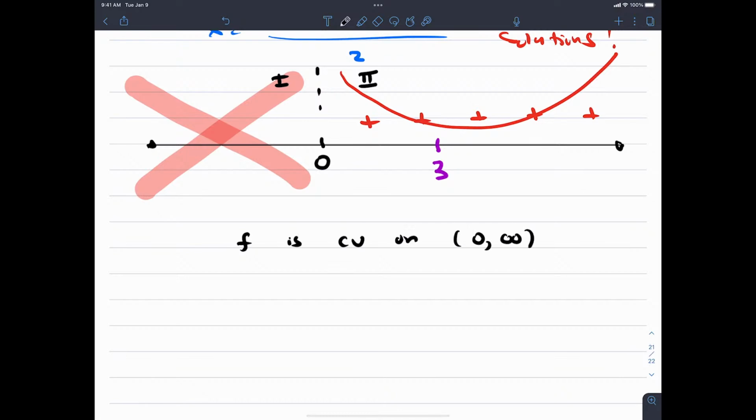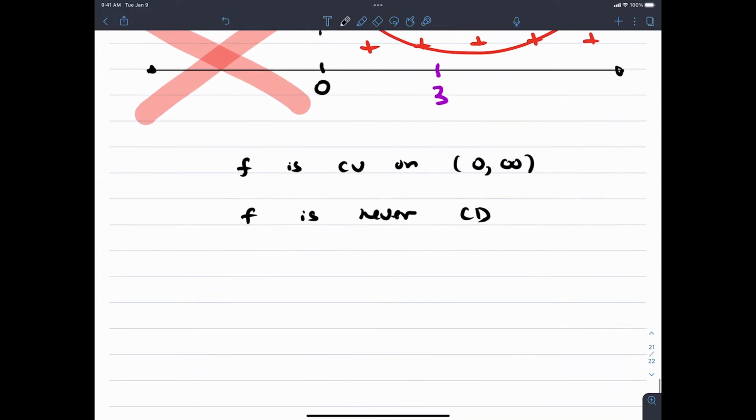0 to infinity. Where is it concave down? F is what? Never what? Concave down. Why is it never concave down? Second derivative is never negative. It's always positive.